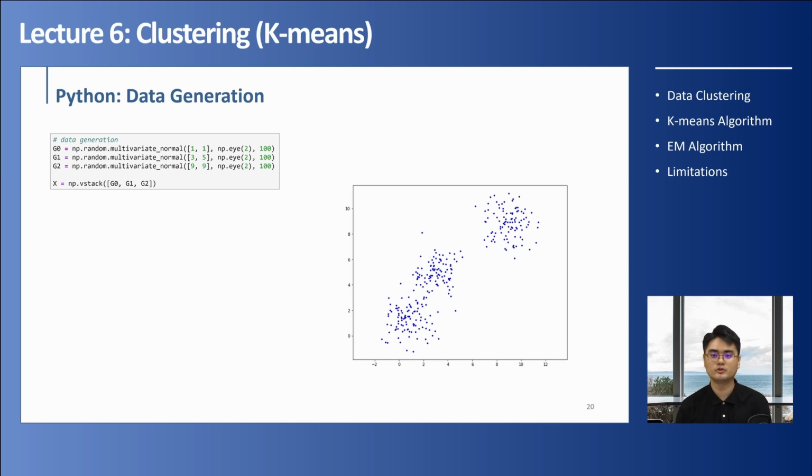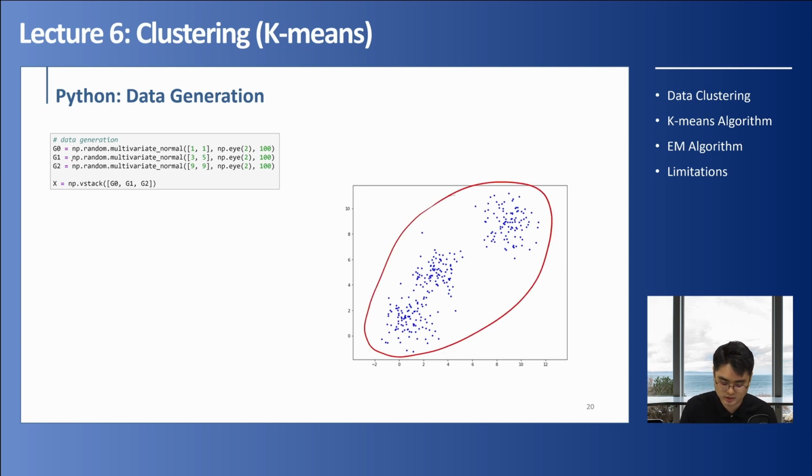So now what we're going to do is one Python example together for practicing k-means clustering. I'm going to give you an overview of what we're going to do and then do a demonstration using Colab. Firstly, we're going to generate data that looks like this one, and we can do this using NumPy's random multivariate normal function.